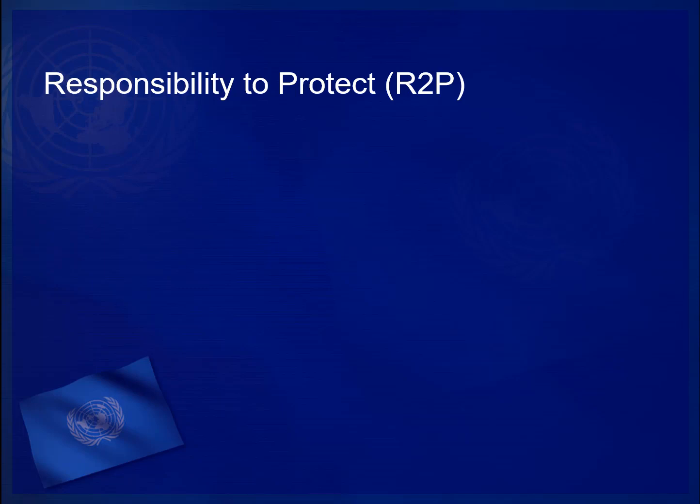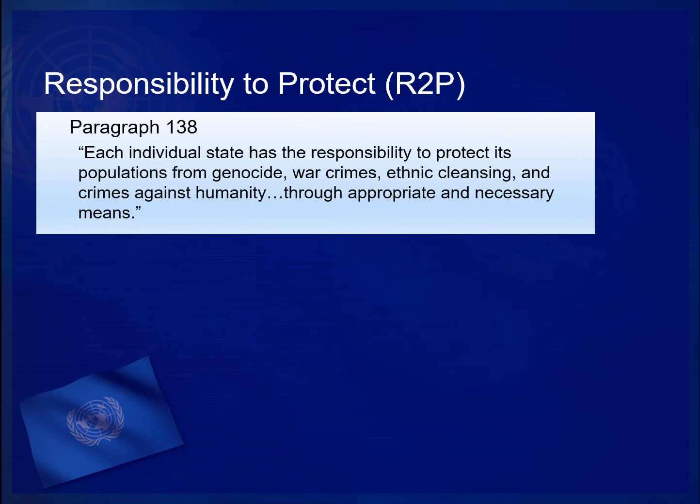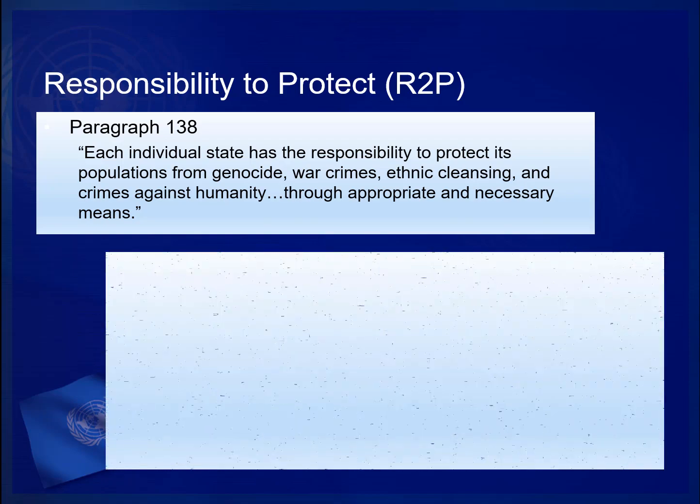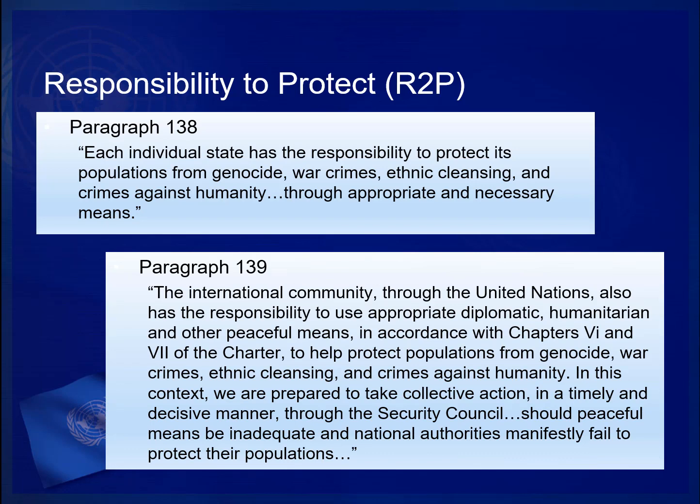Specifically, paragraph 138 of the World Summit Outcome Document states that each individual state has the responsibility to protect its populations from genocide, war crimes, ethnic cleansing, and crimes against humanity through appropriate and necessary means. Paragraph 139 commits the international community through the United Nations to the same. Specifically, it states the international community through the United Nations also has the responsibility to use appropriate diplomatic, humanitarian, and other peaceful means in accordance with Chapters 6 and 7 of the Charter to help protect populations from genocide, war crimes, ethnic cleansing, and crimes against humanity.